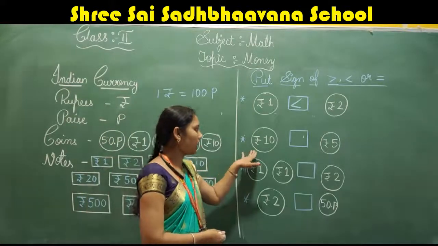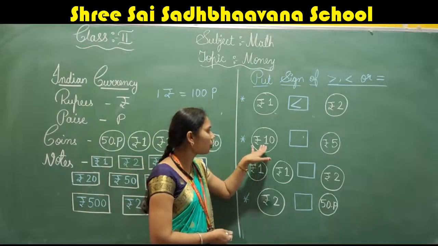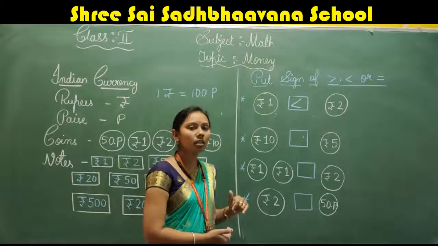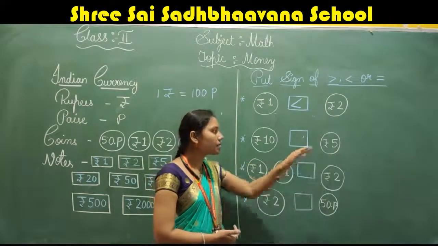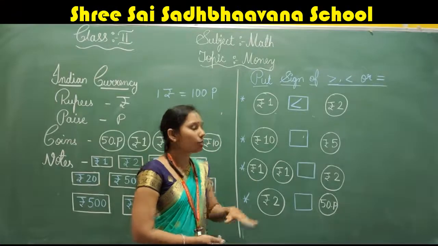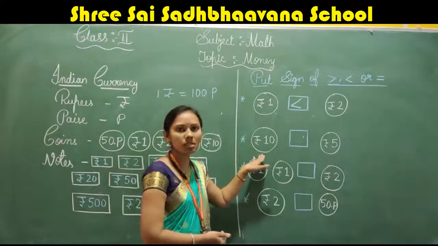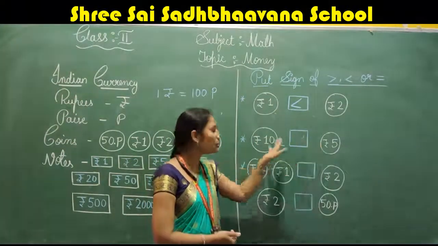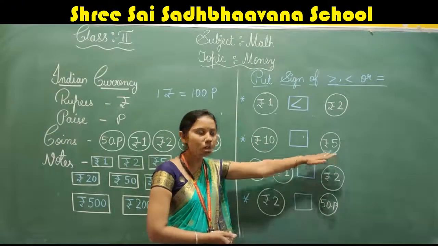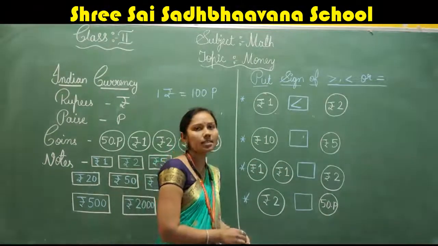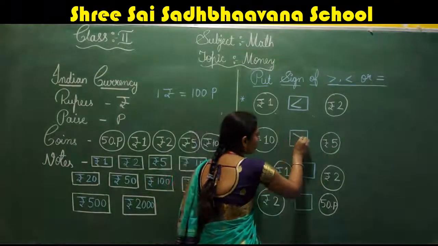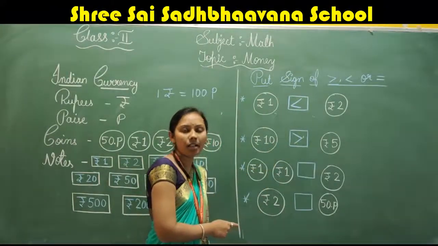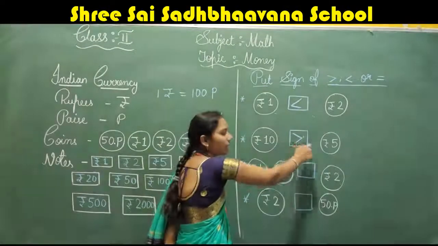Understood? Next one we will see here, rupee 10 and rupee 5. One side we have rupee 10 and the other side we have rupee 5. Comparing both the coins, rupee 10 is more than rupee 5. Right, children? So we are going to use a greater sign, which shows that rupee 10 is greater than rupee 5.